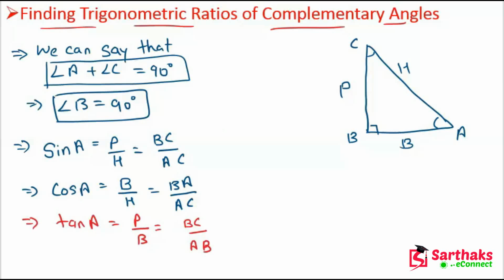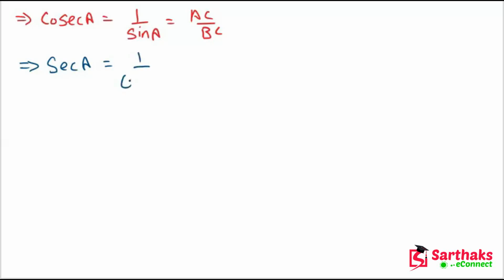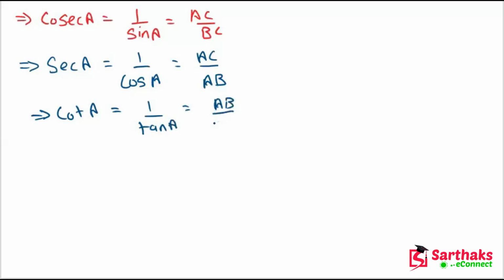Now, what is cosec A? Cosec A is the inverse of sin A, and we can write it as AC upon BC. What is sec A? Sec A is the inverse of cos A, so we can write it as AC upon AB. And what is cot A? Cot A is the inverse of tan A, so we can write it as AB upon BC.